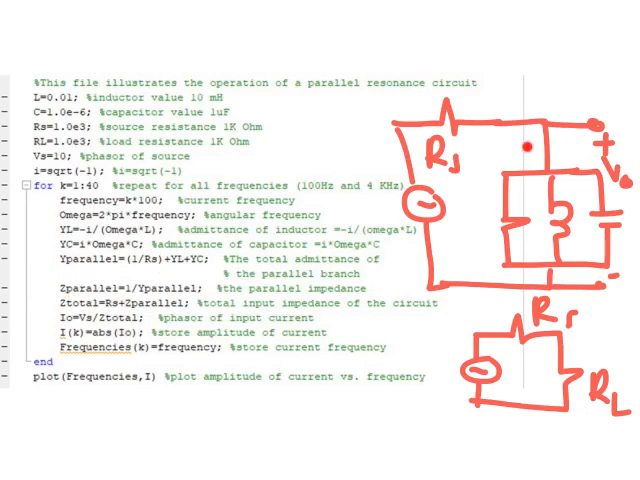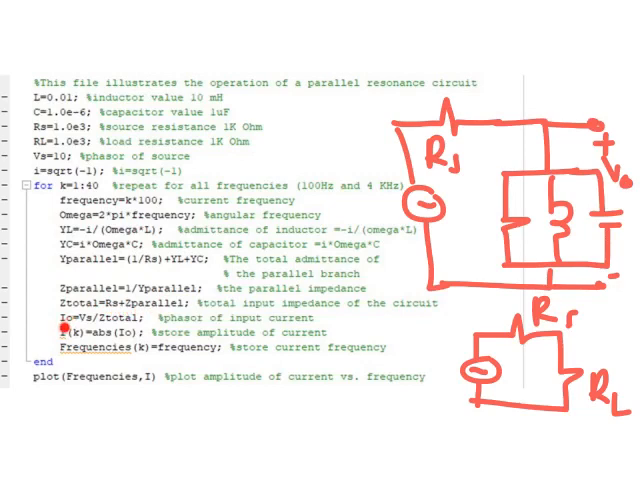Z parallel: once you have found the net admittance, as we do in our parallel resistances, you invert it again to get the net impedance. So the net impedance represented by these three branches is the inverse of the net admittance. So Z parallel is 1 over Y parallel. Now, what is the total impedance seen by the source? It's RS plus this impedance.